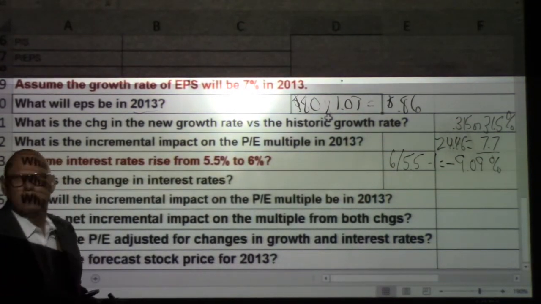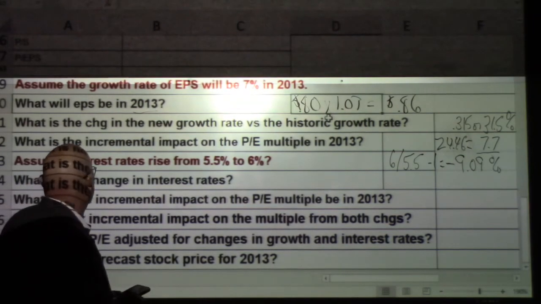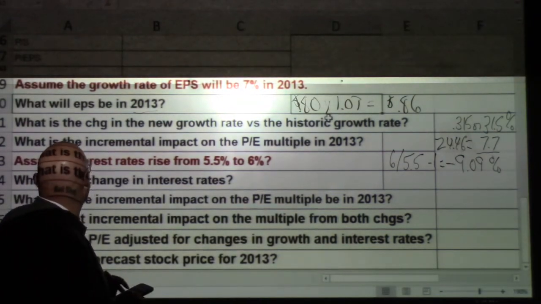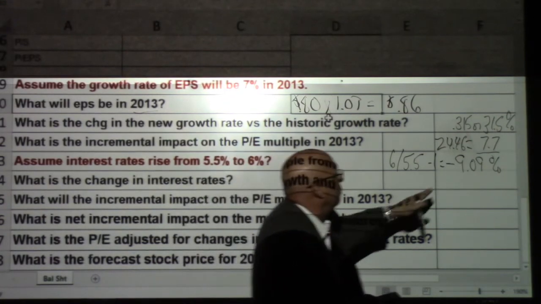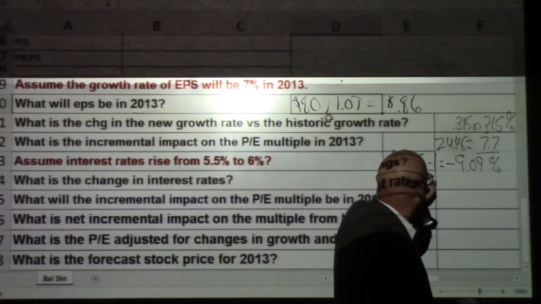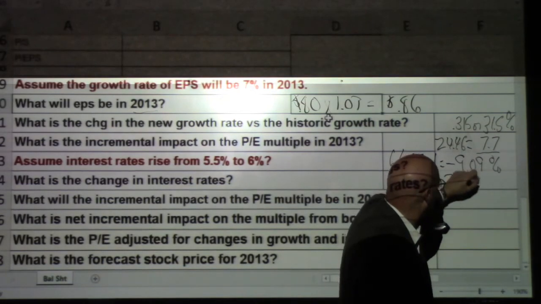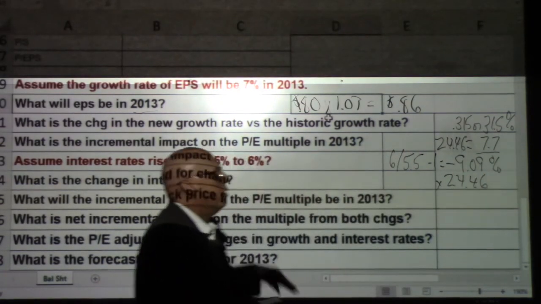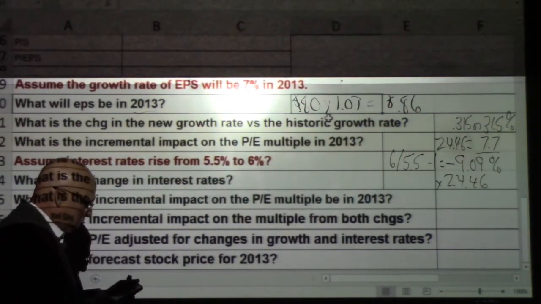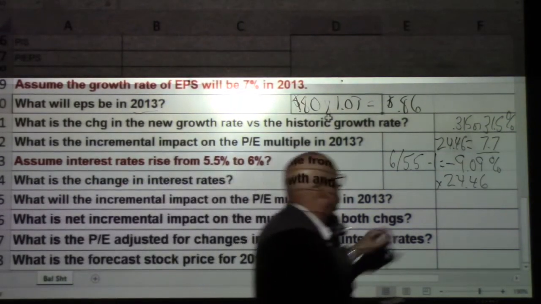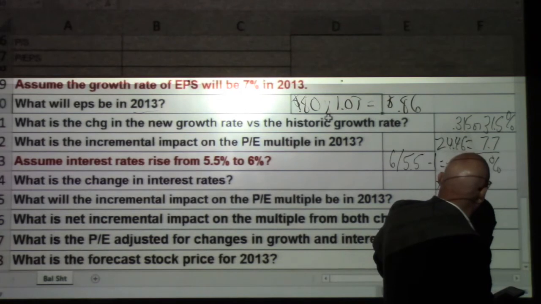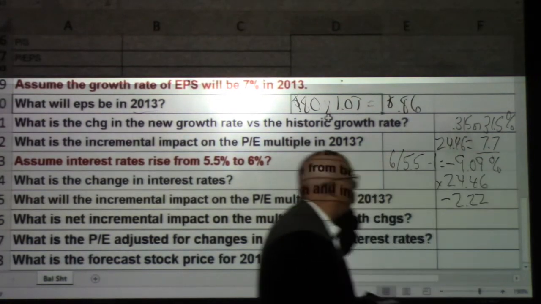Okay? Make sure this is right. All right. Talking to myself. You get old, you talk to yourself. All right. So let's multiply the 9.09% times the beginning multiple, 24.46, to see the incremental impact on the multiple. So times 24.46, and we get 2.22. So the multiple is going to go down 2.22 points.